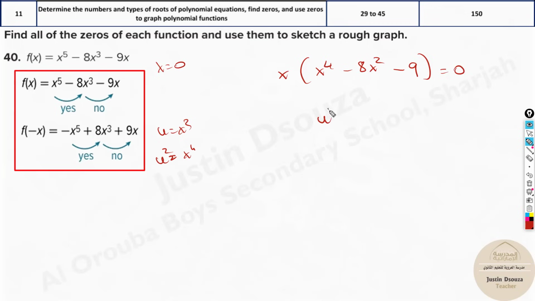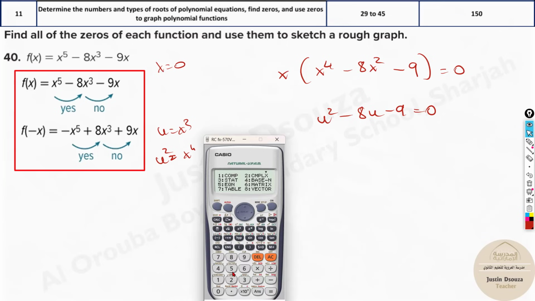Now let's solve this one. It will be u squared minus 8u minus 9 equals 0. Let's use a calculator and solve. You have to solve this equation. It's quadratic, so it's 1, minus 8, and lastly we have minus 9. The solutions are 9 and minus 1. So u is equal to 9, u is equal to minus 1.